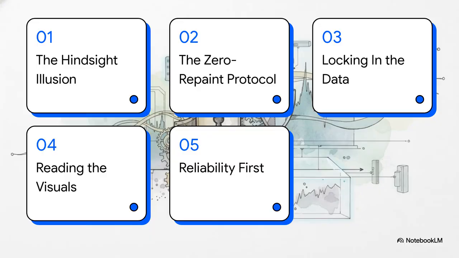Okay, so here's how we're going to break this all down. First, we'll look at what our source calls the hindsight illusion. Then we'll dive into the solution, the Zero-Repaint protocol. We'll see how it locks in data, figure out how to read its visual language, and wrap up with why reliability is way more important than just trying to be predictable.